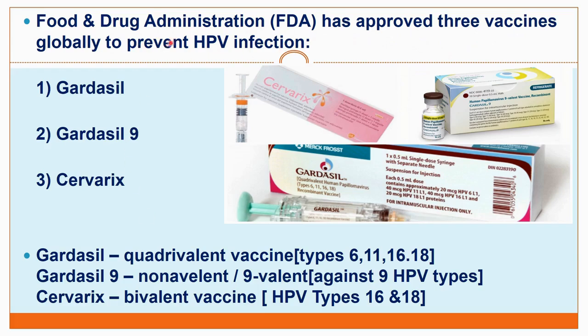The FDA, that is the Food and Drug Administration, has approved 3 vaccines globally for use against HPV infection. Number 1 is Gardasil, number 2 Gardasil 9, number 3 is Cervarix. Gardasil is a quadrivalent vaccine covering 4 serotypes: 6, 11, 16, 18. Gardasil 9 is a nonavalent, that is 9-valent, protecting against 9 serotypes. And Cervarix is a bivalent vaccine covering 2 serotypes, 16 and 18, and this one is being used in the Nepal immunization schedule.